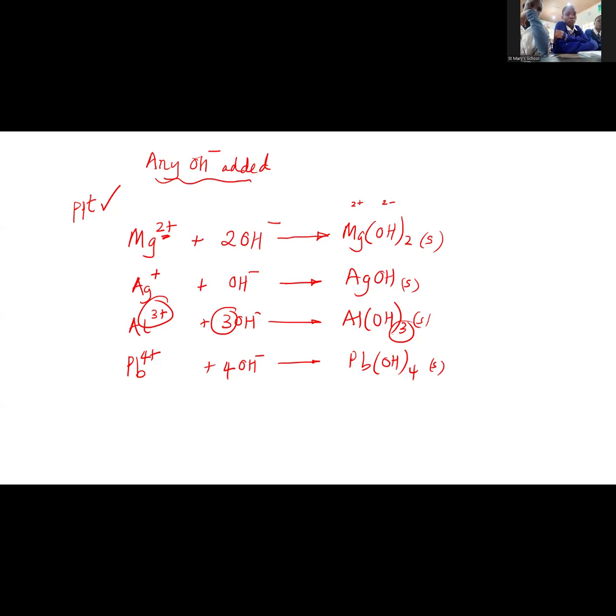Okay, so let's just go now for when we get the precipitate and it now dissolves. So I'm now going to get rid of those.